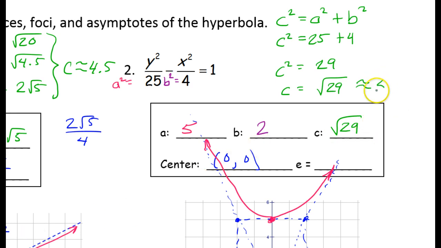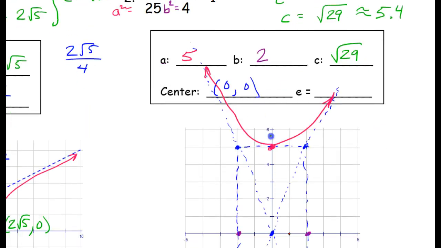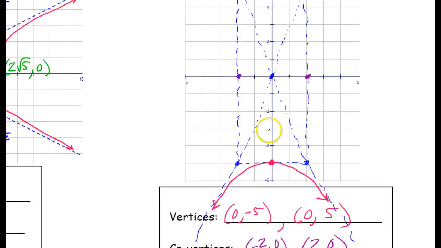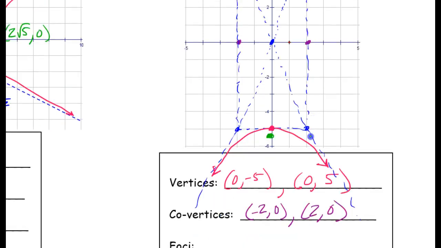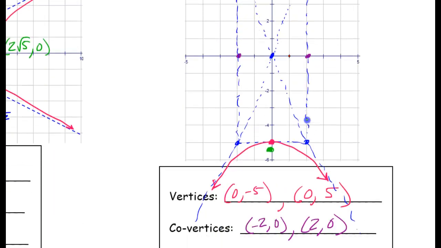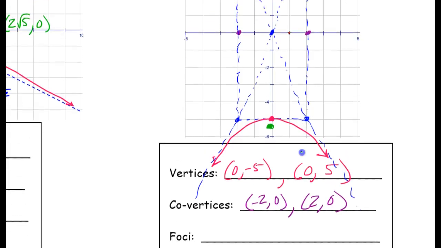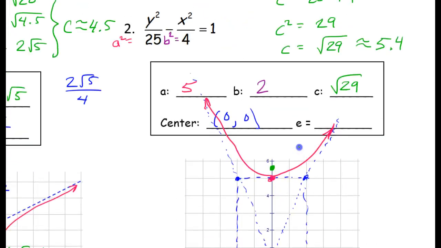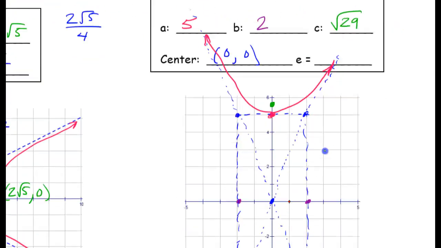It's approximately 5.4. Now I know the foci should be sitting here in the interior of these branches. So this is 5.4 will be about here. And if I go down 5.4, that's going to be about here. So now I've graphed the foci. Now when I label them, I have to be careful. I can't use the 5.4. I need to use the radical 29.